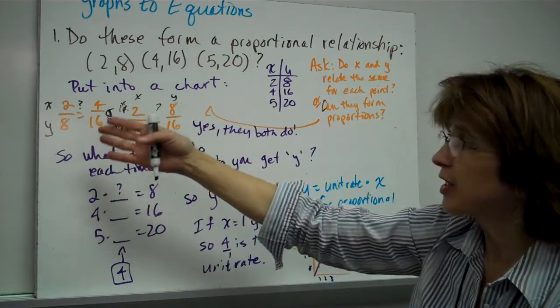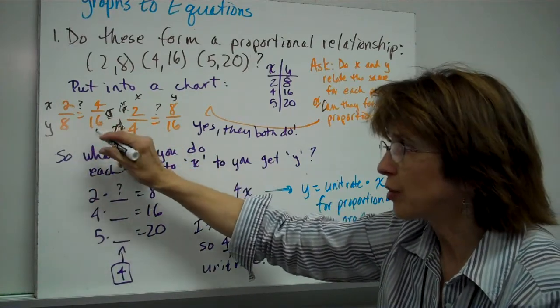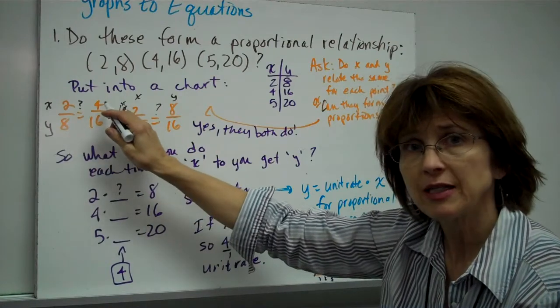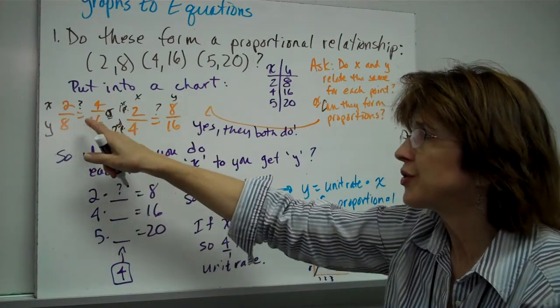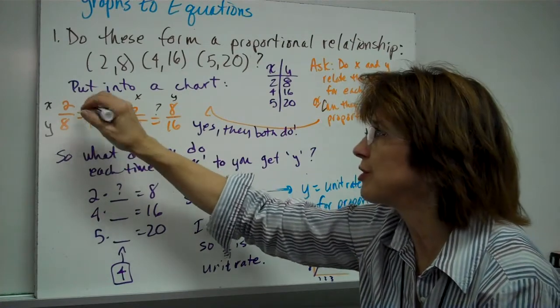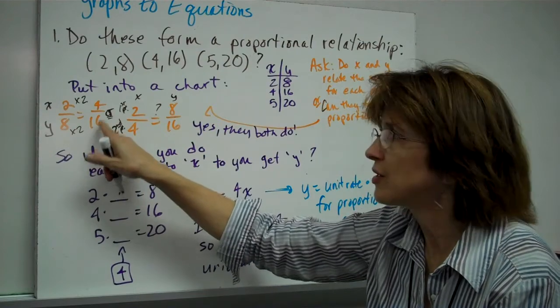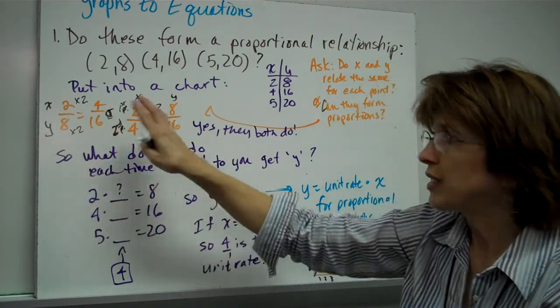Then again, you can always check this by either reducing them both to the same thing, or you can take the cross products. 2 times 16, is that the same as 8 times 4? Or what I thought to do is just go ahead and you can see that 2 times what is 4? Well, 2 times 2 is 4. So is 8 times 2 16? Yes. So those are proportional. So that's one way to set it up.